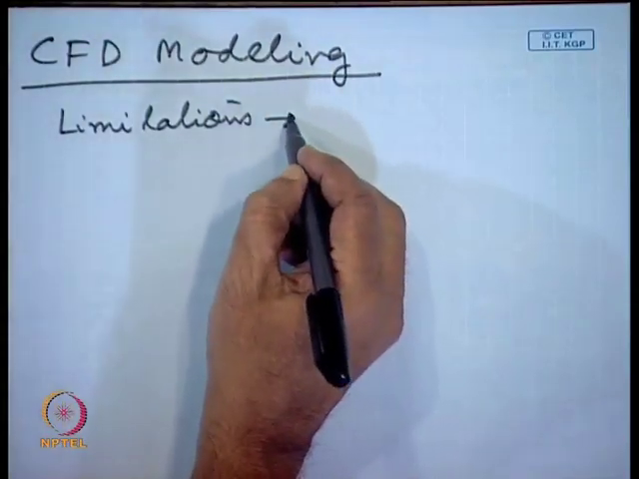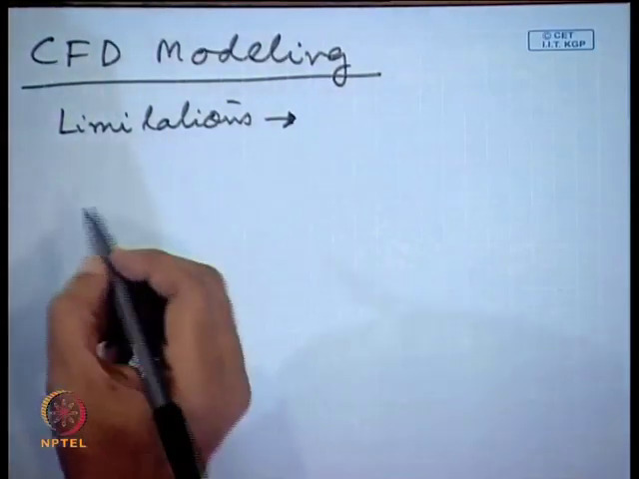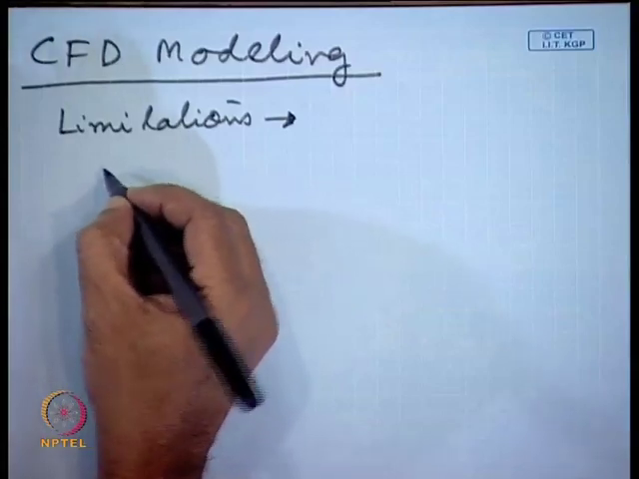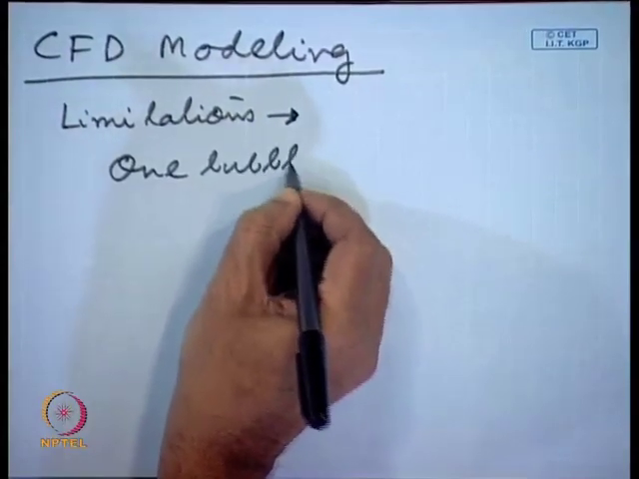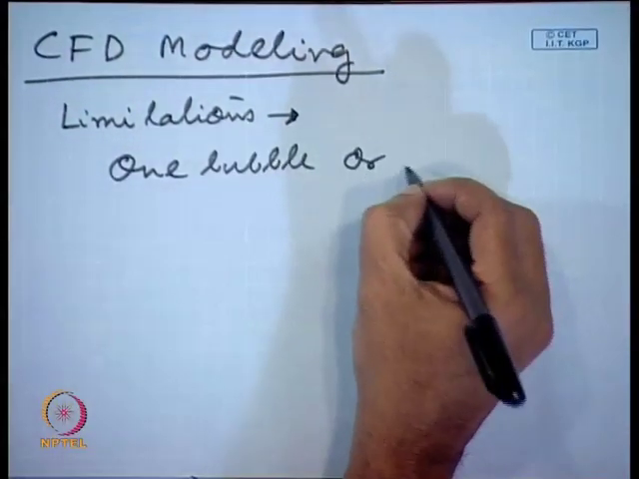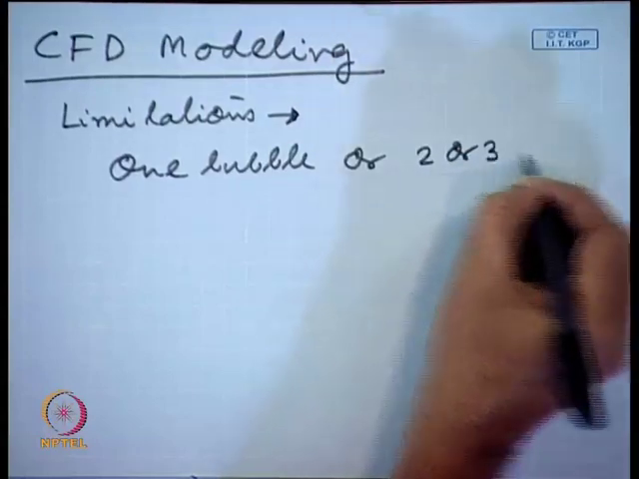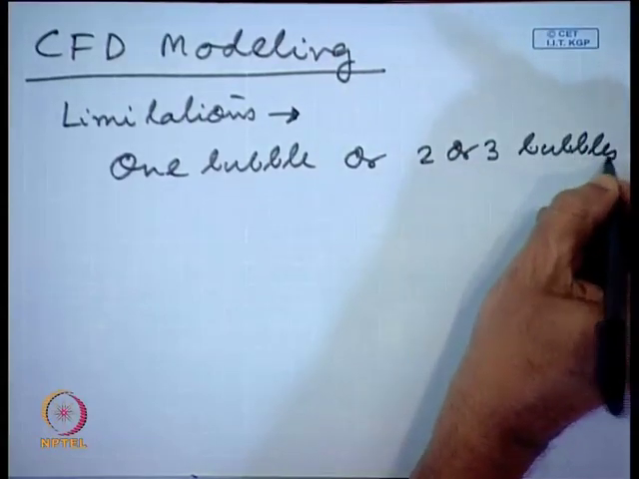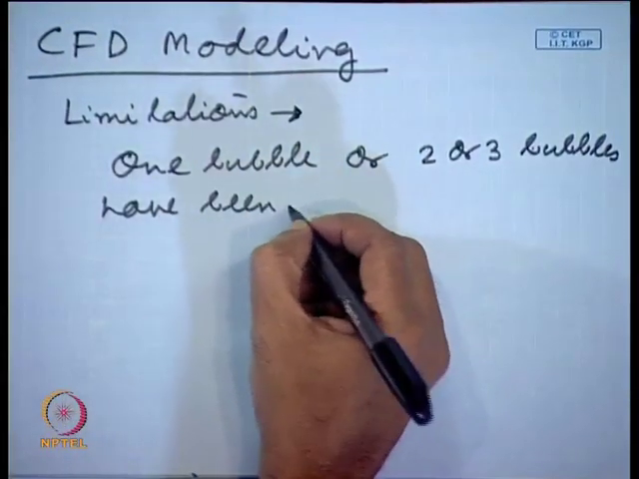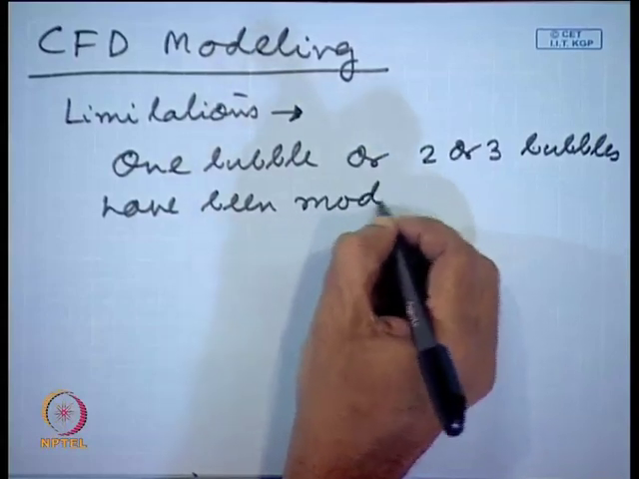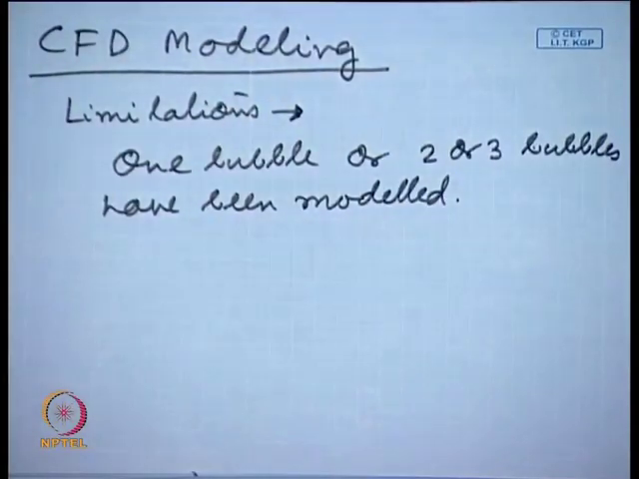What are the limitations? First limitation is that so far only one bubble, or 2 or 3 bubbles, have been modeled, because of restriction of the computational time. So, we cannot model a very large number of bubbles, that is one restriction.